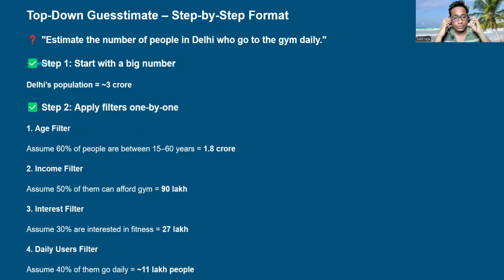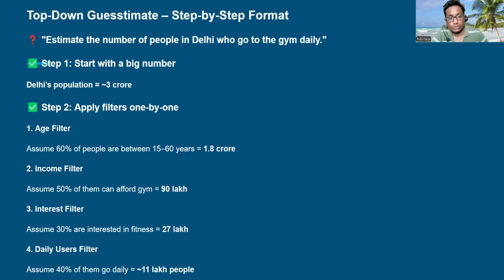Interest factor. Assume 30% are interested in fitness. So 90 lakh people can afford the gym, but they will not all go to the gym. Only 30% of the 90 lakhs, who are interested in the gym, will be going. 10% of 90 lakhs is 9 lakhs, and 9 lakhs times 3 is 27 lakhs. So you have drilled 90 lakhs down to 27 lakhs.